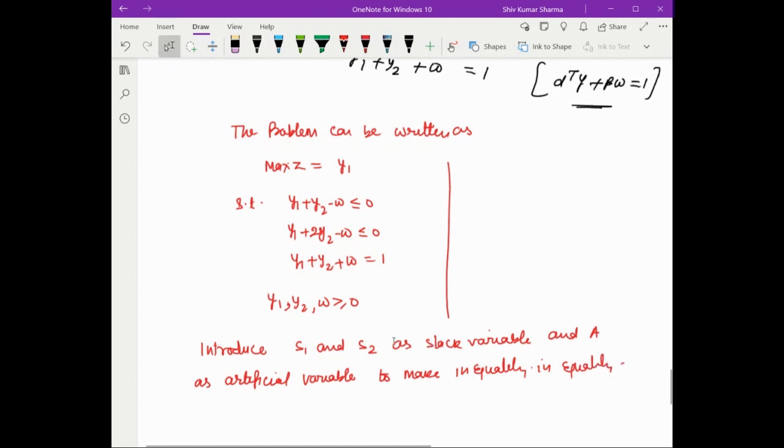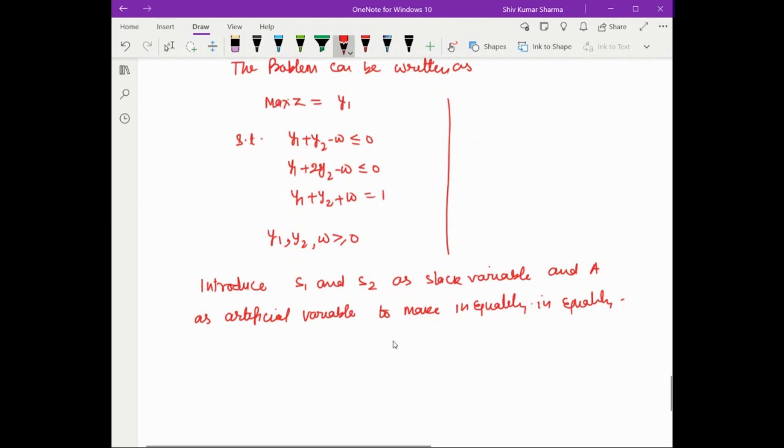So when we introduce slack, that means in the first constraint we write plus S1, because the LHS part is less than the RHS part. So something we add in the LHS part we make equal to. Okay. So we add S1 in the first constraint and S2 in the second constraint. We write as Y1 plus Y2.